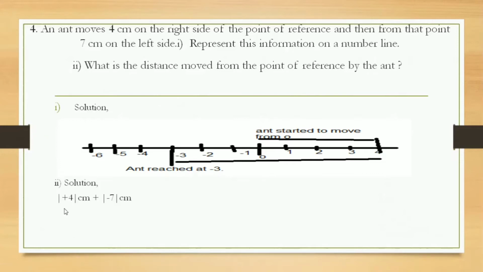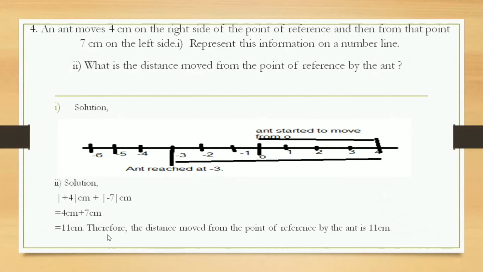When you find the total distance, we have to use the modulus sign, because distance is calculated in positive only. That's why I put in the modulus, this absolute sign, plus 4 centimeter and minus 7 centimeter. Then 4 centimeter plus 7 centimeter will be 11 centimeter. Therefore, the distance moved from the point of reference by the ant is 11 centimeter.